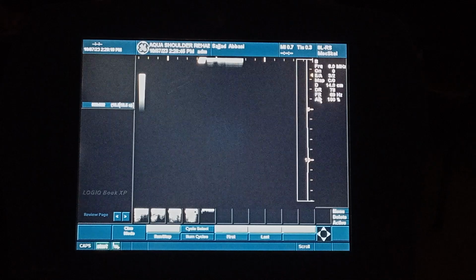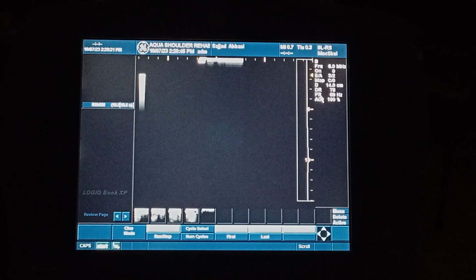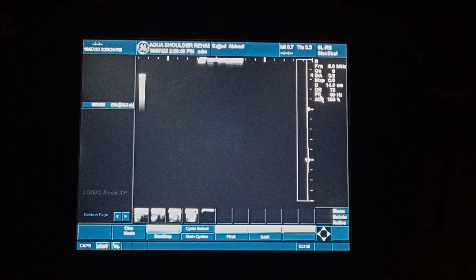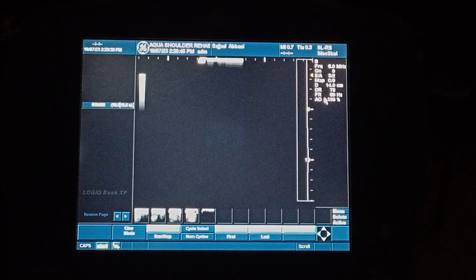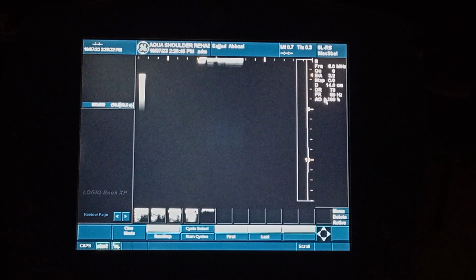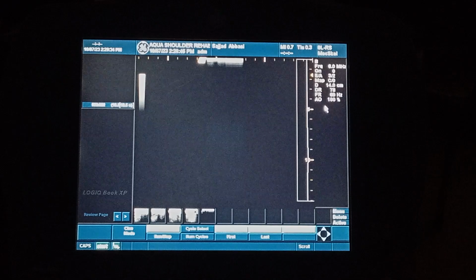FR is important, frame rate, that is the number of pictures taken per second or per unit time. It is 69 hertz. That means that we are going to take 69 pictures every second of any particular structure.